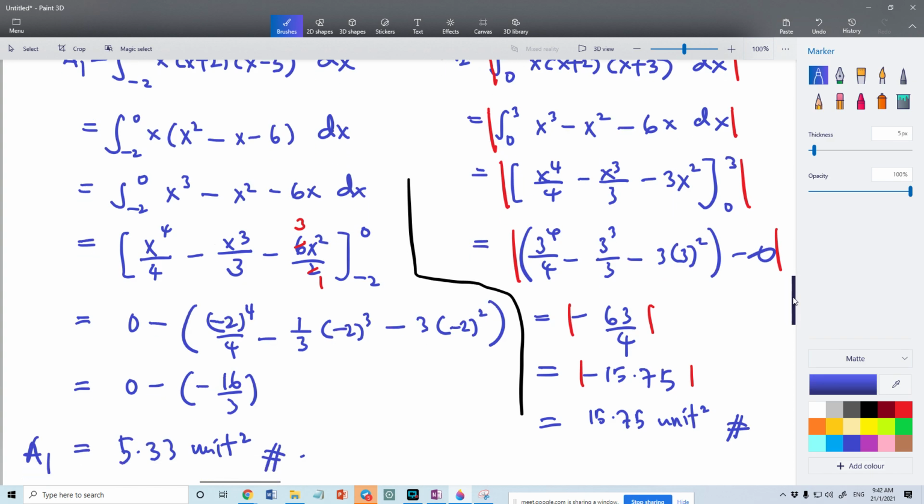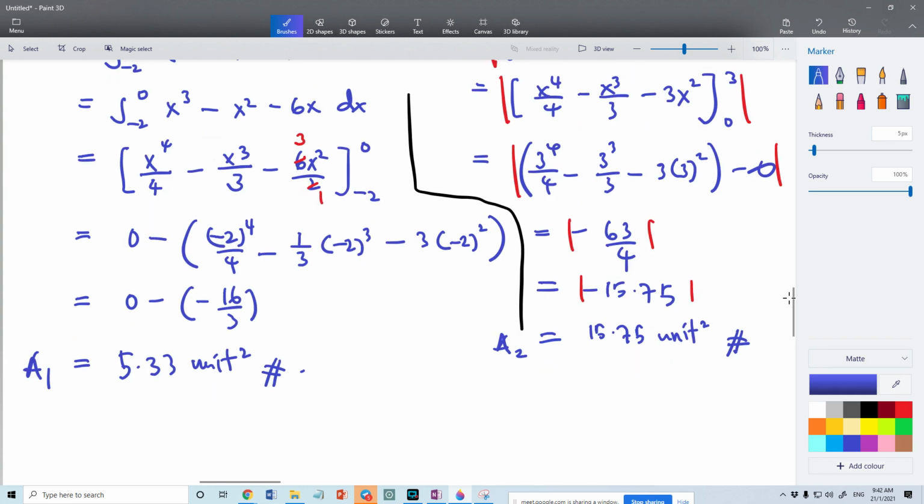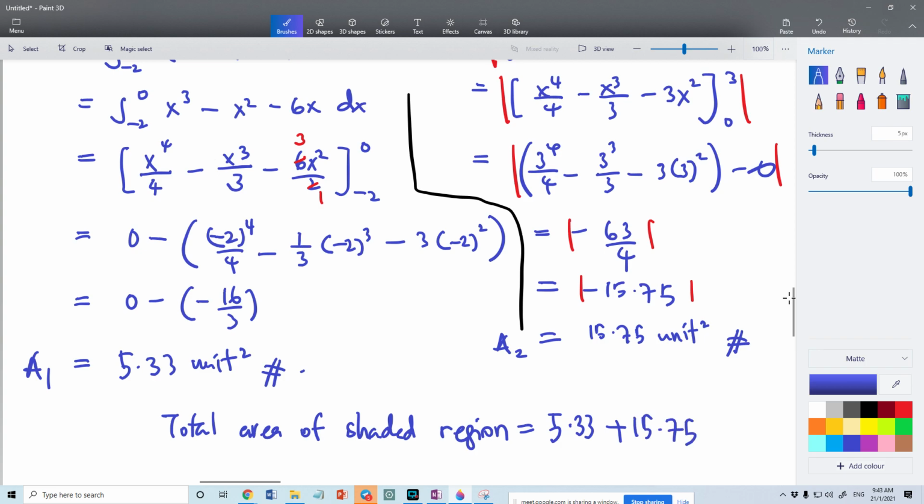Okay, are you following? Now we want what? We want total area, right? If we want total area, then you plus these two answers. So the total area of the shaded region should be equal to 5.33 plus 15.75. We plus these two answers because what we want is the total area. Because we want both areas just now. So if we want both areas, then you should plus these two answers. So 5.33 plus 15.75, you get 21.08 unit square. So this is our last answer.